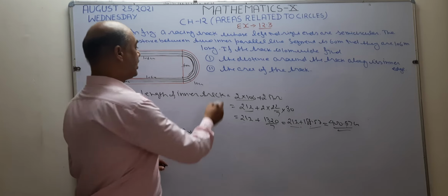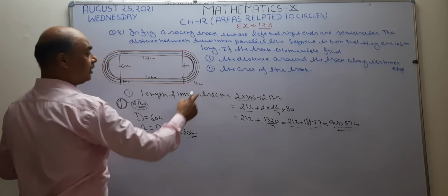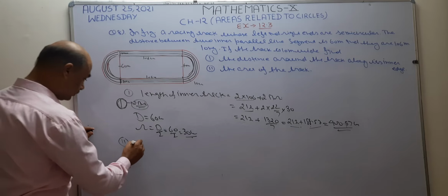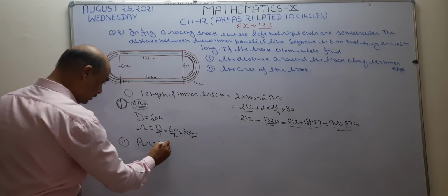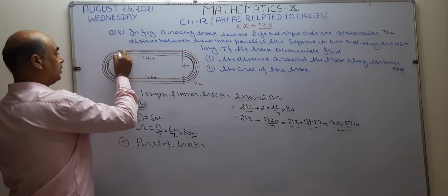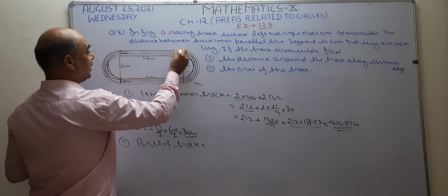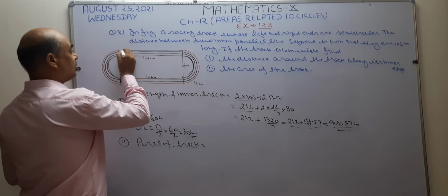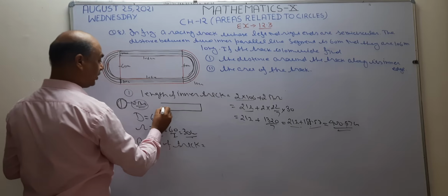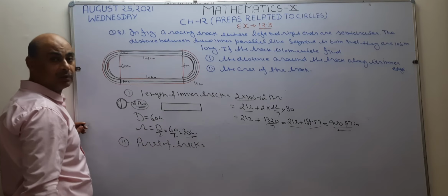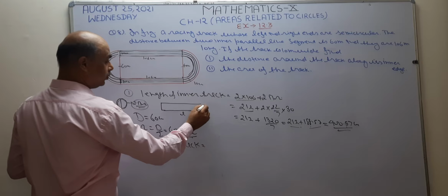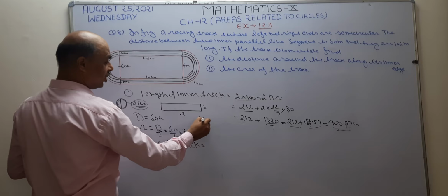Okay. Now in the second case, we are going to find the area of the track. So right here, second case, area of track. Now this is your track. See, this is your first track. What is the shape of this track? When I separate this track for you, what is the shape? This is a rectangular shape. How do you find the area of a rectangle? L into B. Length into breadth is the area of a rectangle.